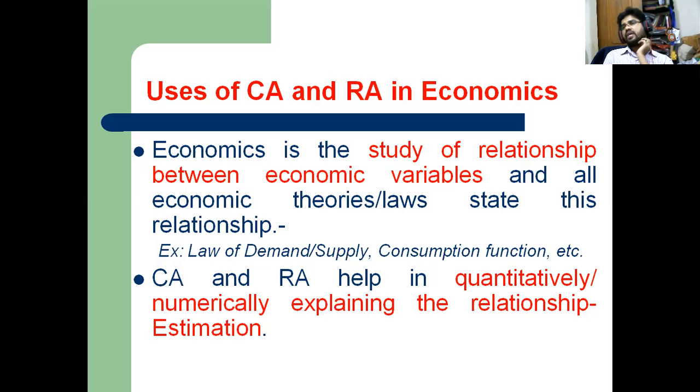For example, take the basic demand theory. What are the variables there? Demand and price. There is some relationship between demand and price. What is the relation between demand and price? Negative, right? In order to study that relationship, we can use correlation analysis and regression analysis. All economic theories or laws state this relationship: the law of demand, law of supply, consumption function. Have you got the point, dear students?